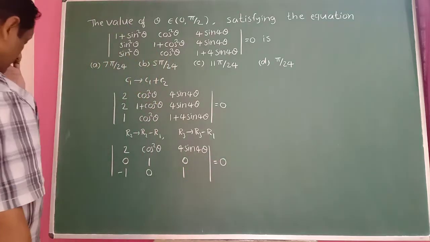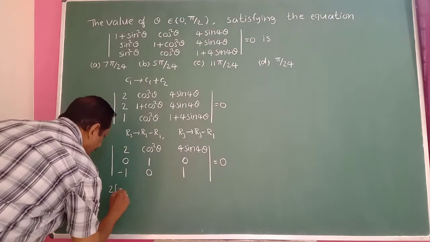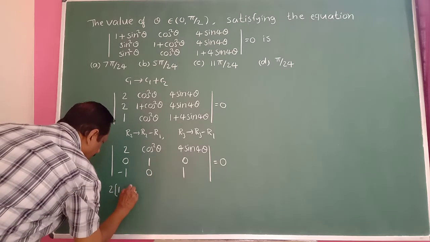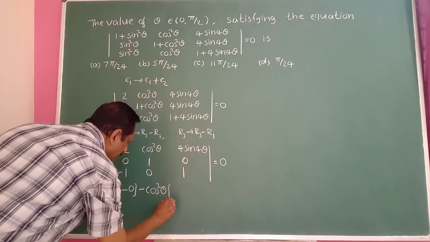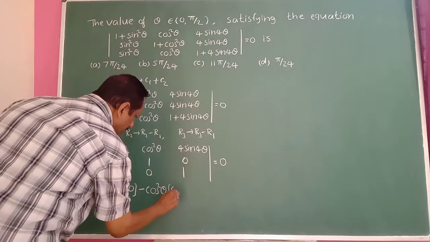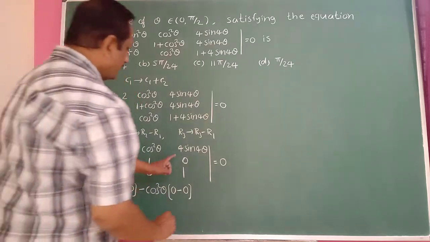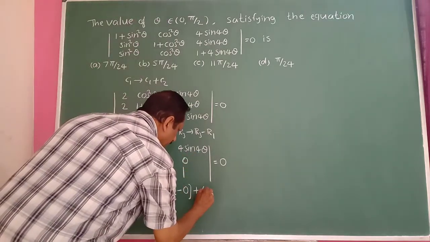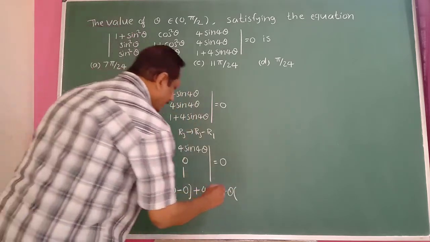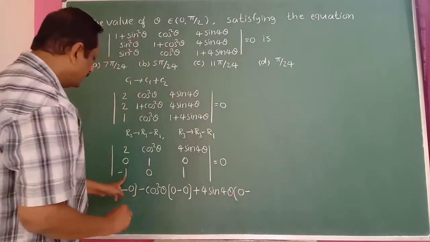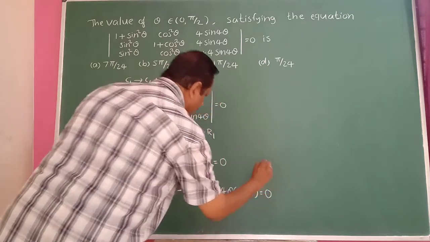Now we expand the determinant here. So 2 into 1 into 1 becomes 1, minus 0 into 0 is 0. Minus cos square theta into 0 into 1 becomes 0, minus of minus 1 into 0 becomes 0. Then plus 4 sin 4 theta into 0 into 0 becomes 0, minus of minus 1 into 1 is a minus 1, minus this minus, plus 1. That is equal to 0.